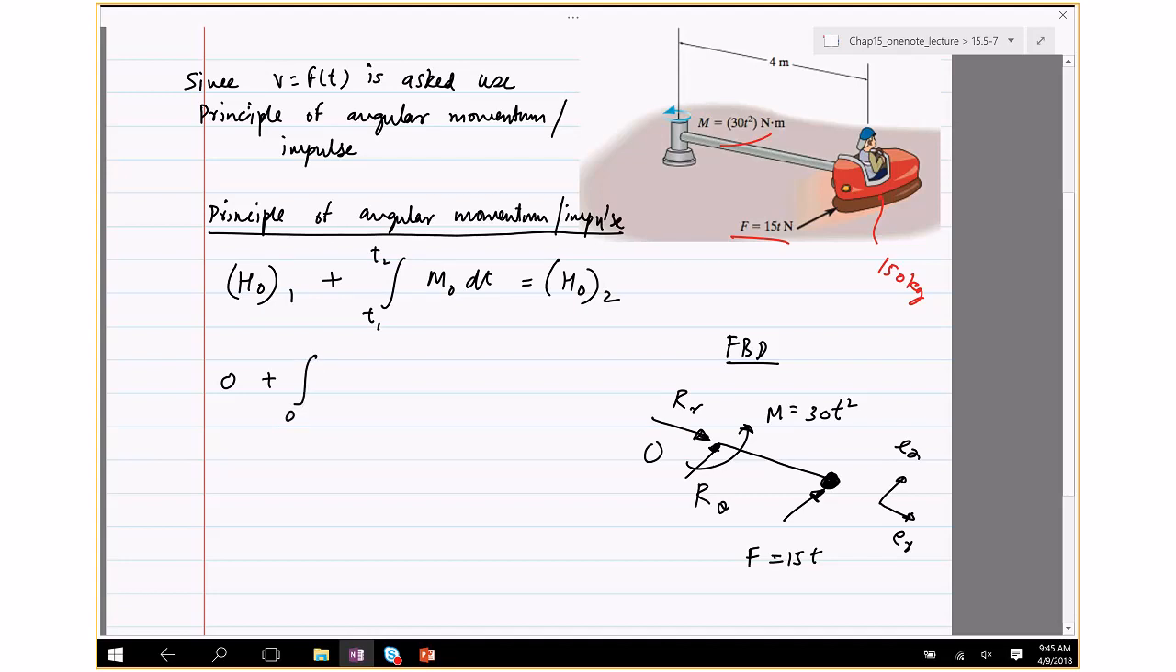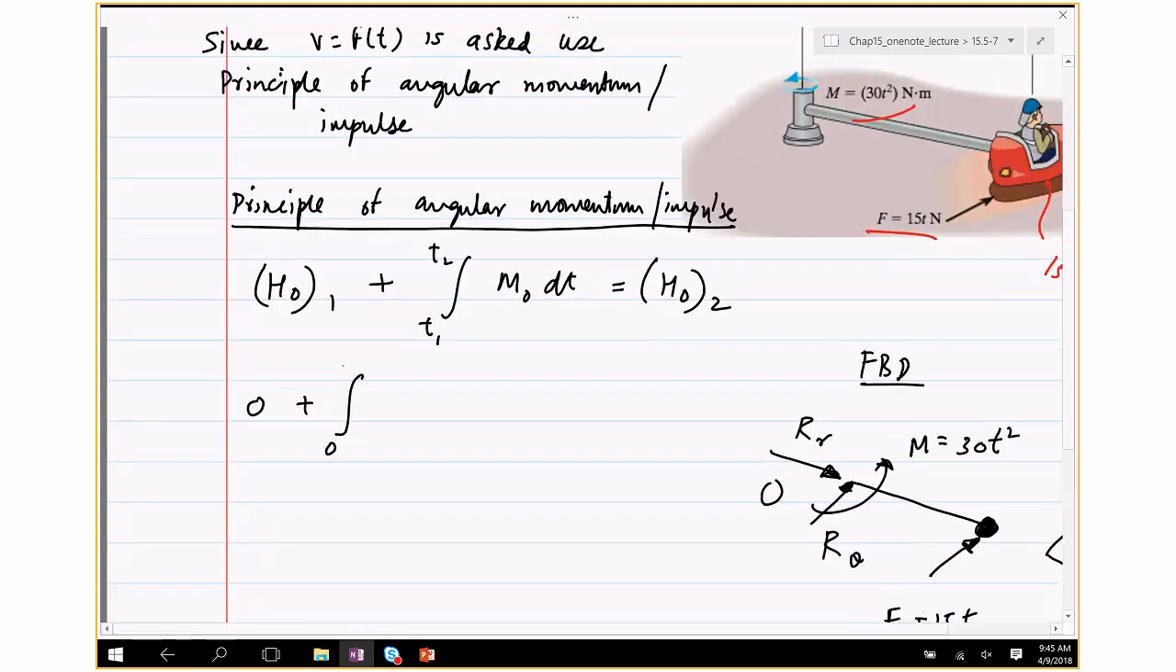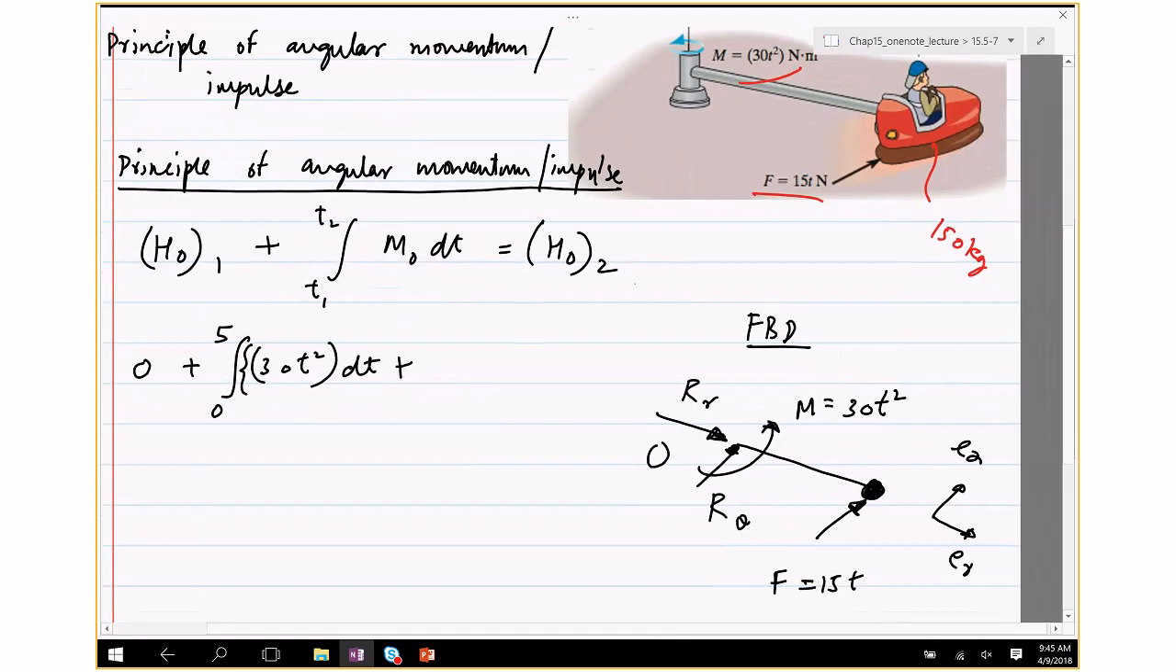I'm going to sub the limits too, so it's 0 to 5, 30t square dt. And then there is a moment due to 15t. The moment due to 15t is going to act in the same direction as M. In other words, if you want to do it using vectors, the vector r is this way, F is that way. So R cross F, it's a negative moment.